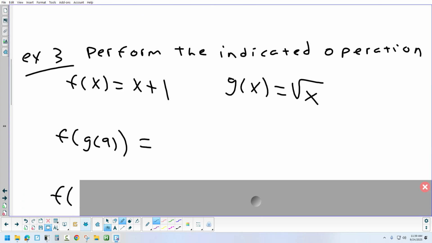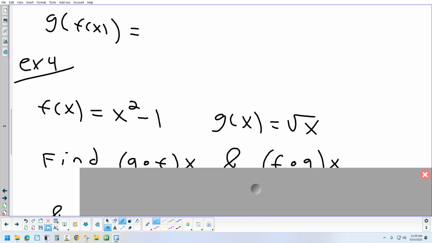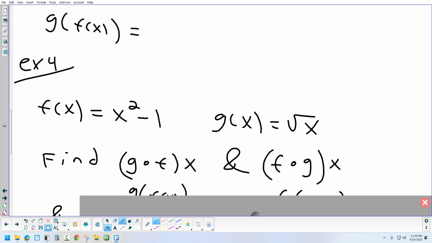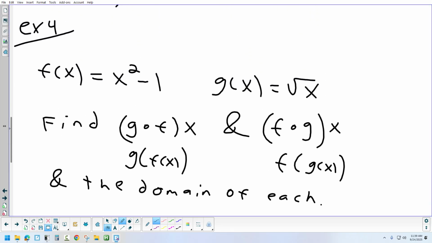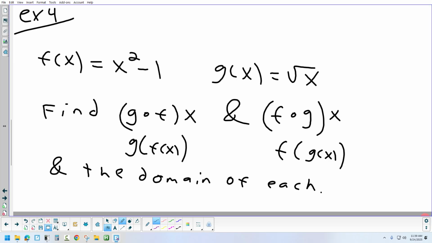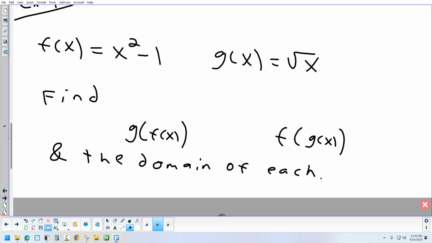All right, let's do, I'm trying to find one I want to do. Okay, let's do example 4. I guess we can do it each way. We'll see how much time we have. So they want us to find g of f and f of g. Okay, don't worry about the other notation. And then find the domain of each.